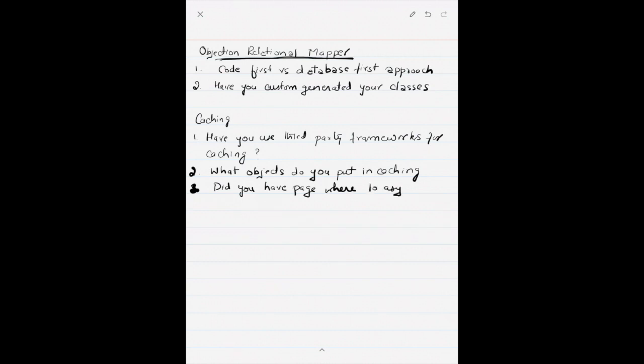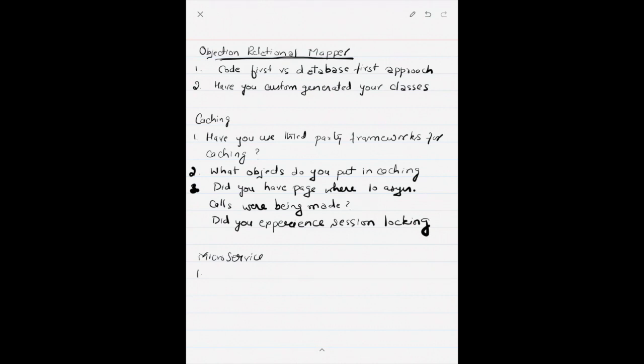Did you have any page in your project where 10 asynchronous calls were being made? If yes, was there any session locking? How did you resolve the session locking? Most of the pages, this is one way of improving the performance of your page, making sure each page has multiple components and they are loading by themselves.